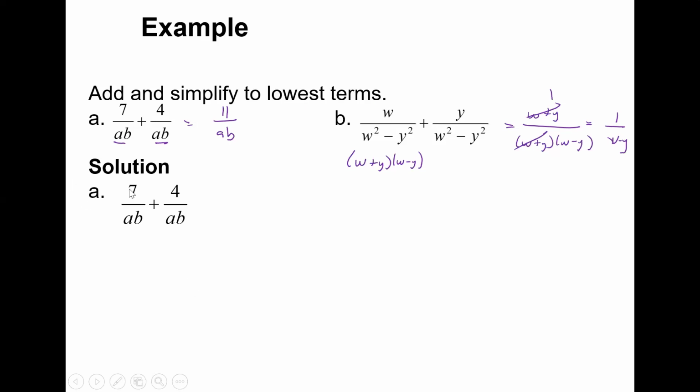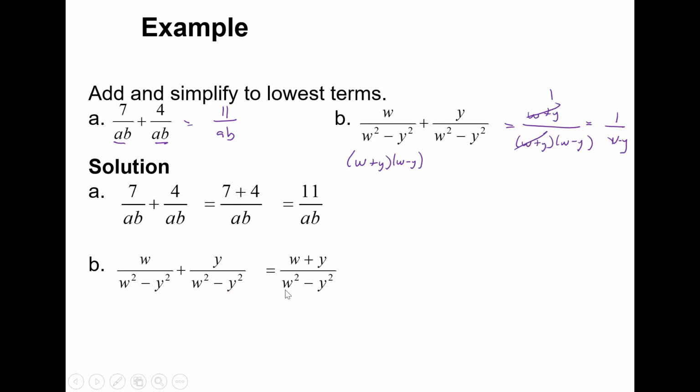And so again, they're just saying, okay, well, we're going to take it, add across, we get 11 over ab. Here we're going to say, well, that's going to be w plus y over this. And now at this point, you have to think, okay, now I can factor that into w minus y and w plus y. Those cancel, and we get the 1 over w minus y.